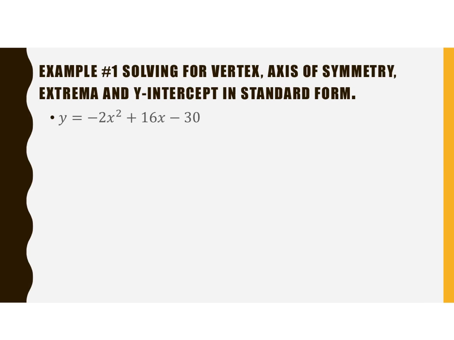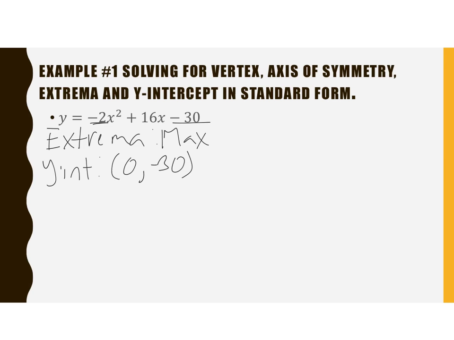Example 1, we are going to solve for vertex, axis of symmetry, extrema, and y-intercept. I'm going to start with the easy stuff, extrema. The extrema is determined by the value a. A is negative 2. If you remember, it's opposite, so if it's negative, we're going to have a maximum point. Y-intercept, you just need to look at the value c. So my y-intercept is 0, negative 30.